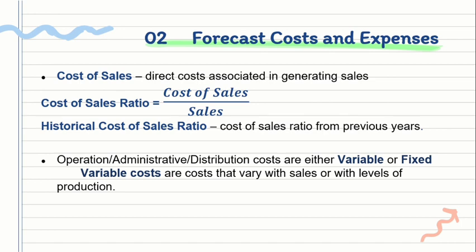Then, operation, administrative, or distribution cost, or any of our business expenses are classified either as variable or fixed costs. Variable cost siya if mo-vary ang atong expenses depende sa atong level of production or sa atong level of sales. So, for example, kani atong cost of sales, these are variable costs kay magdepende man siya if pila ang atong sales, di ba?